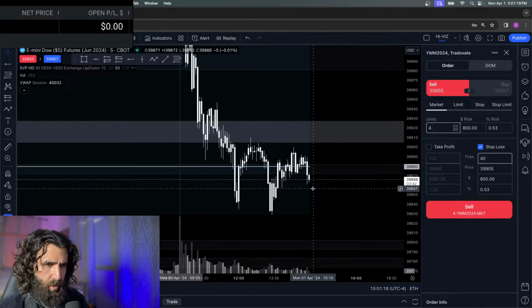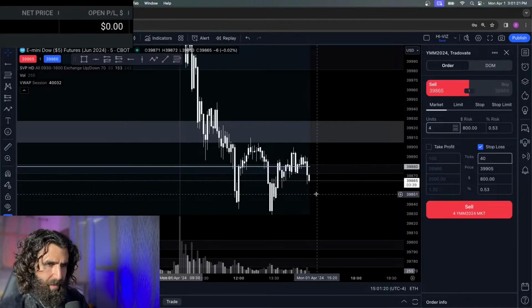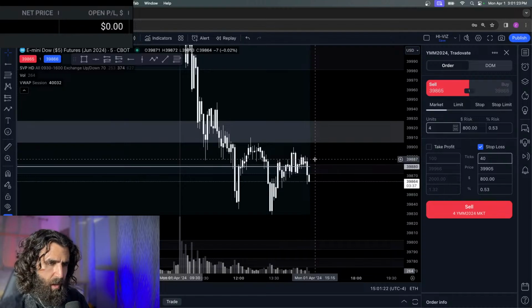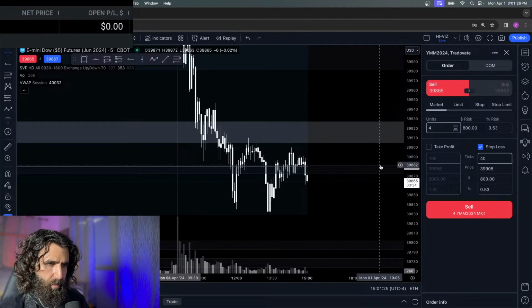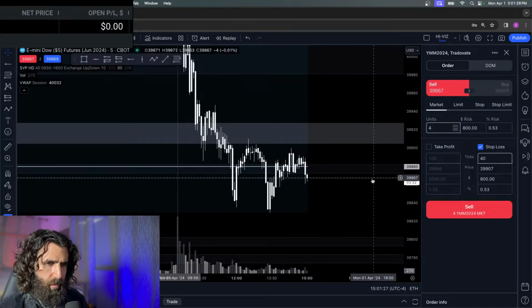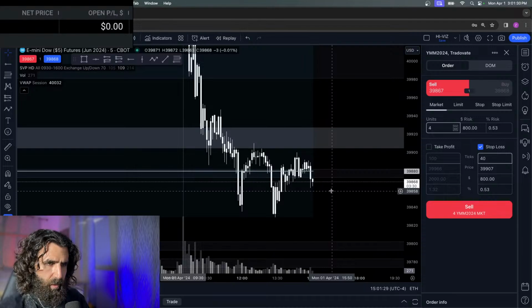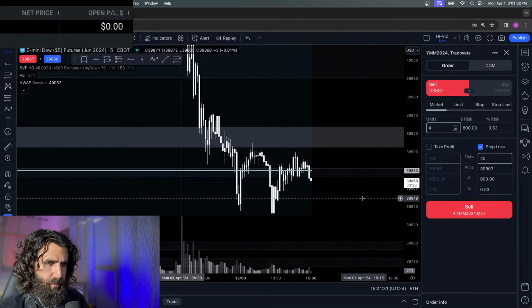If we get a little bit of this push down, a pull back, and then another move to the downside, I'll take it. But right now, I'm just going to hold off for a bit here. Just watch how this develops.